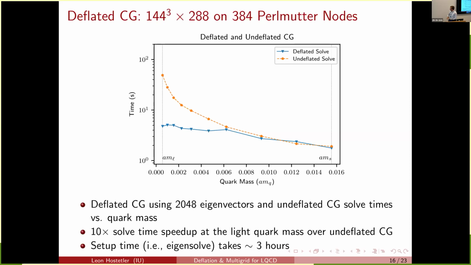But I also want to point out the solve times we're looking at here are a couple of seconds for deflation or maybe 50 seconds for CG. Compare that to the setup time needed to generate the eigenvectors, which was 3 hours. So this approach will only be useful if we're doing hundreds or thousands of solves per set of eigenvectors.